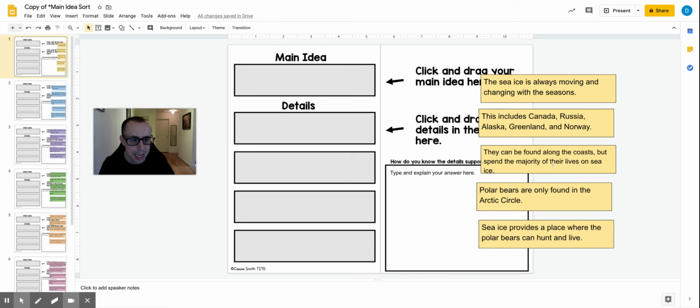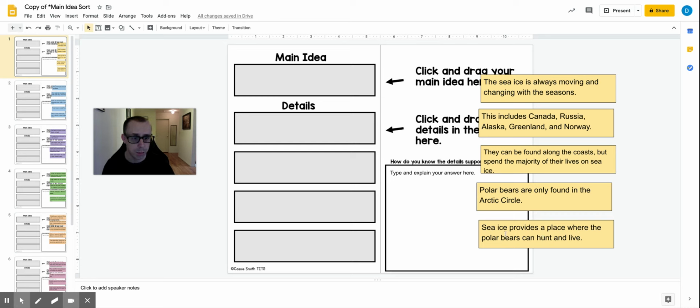Okay, now we're not discussing the lives of a sea animal. So if we look here, polar bears are only found in the Arctic Circle. This sentence talks about countries in the Arctic Circle. This is talking about sea ice. This is talking about an animal spending their lives on sea ice. This says polar bears are found in the Arctic Circle, and this says that sea ice provides a place where the polar bears can live, can hunt and live.